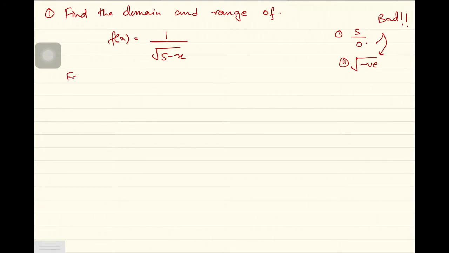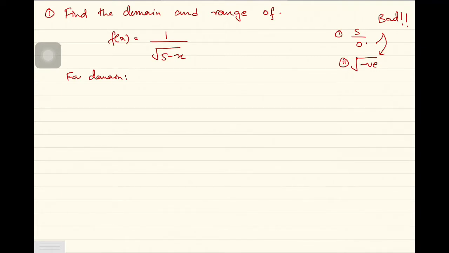So I'll write it down here. For domain, we check if any of these two conditions will happen in the following function. The function is f(x) equals to 1 by root 5 minus x. Clearly you can see there is a square root of 5 minus x in the denominator, isn't it? So I think both conditions will occur in this function, because the expression is in the denominator as well as inside the square root.